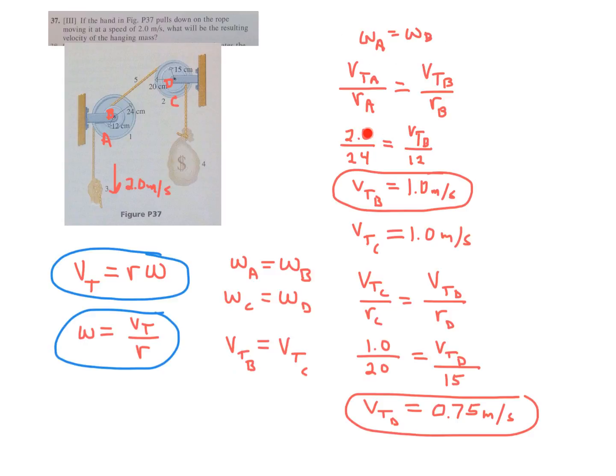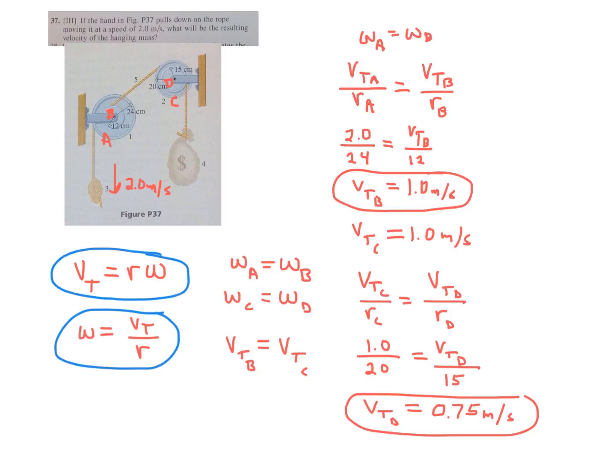I know the tangential speed, because I'm pulling down rope number 3 at 2 meters per second. That's the tangential speed of that rope attached to pulley A, which has a radius of 24 centimeters, and the tangential speed of wheel B, which has a radius of 12 centimeters, is pretty easy. It's going to be half as big. It's going to have half the tangential speed because the circle is half as big, half the circumference. All right, so if the tangential speed of wheel B is 1 meter per second, that means the tangential speed of that rope number 5 connecting the two, going to pulley C, is 1 meter per second.